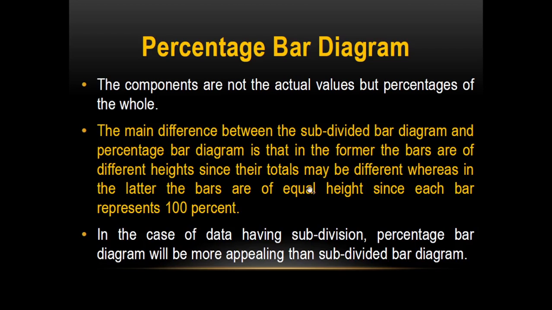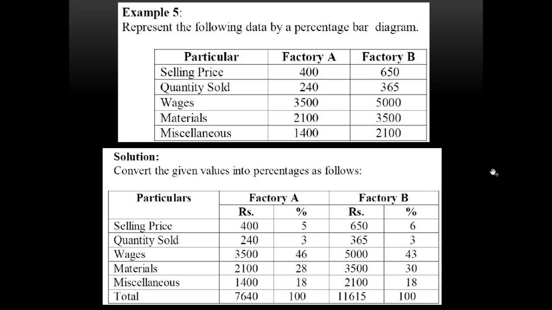Next one is the percentage bar diagram. The components are not actual values but percentages of the whole. We convert the items into percentages in a percentage bar diagram. The bar length is 100 in a percentage bar diagram. The main difference between the subdivided bar diagram and the percentage bar diagram is that in the former the bars are of different heights since their totals may be different, whereas in the latter the bars are of equal height since each bar represents 100%. In the case of data having subdivisions, the percentage bar diagram will be more appealing than the subdivided bar diagram.